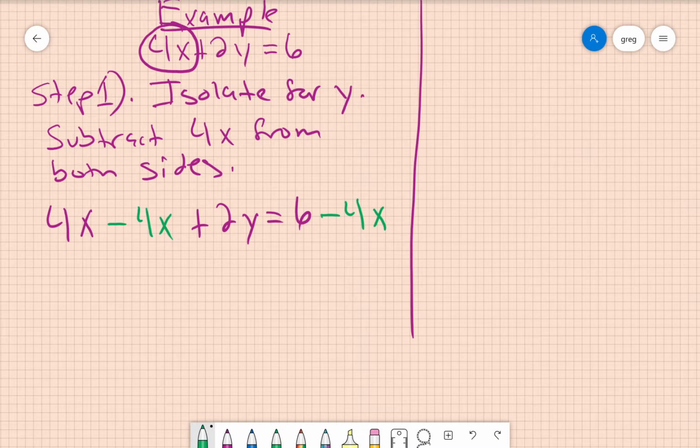So now, let's go ahead and write the more simplified version here. That we've moved the 4x to the other side. 2y equals 6 minus 4x. So now, step 2. What are we doing now? Let's look. Anybody, what do you have?